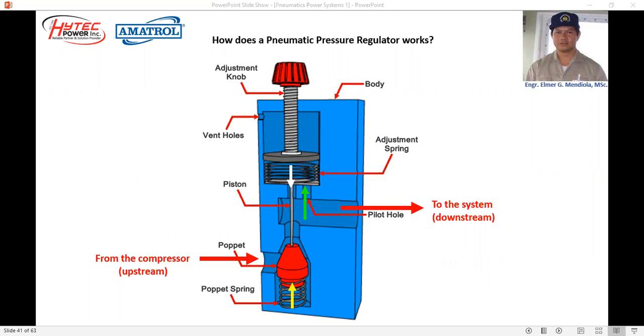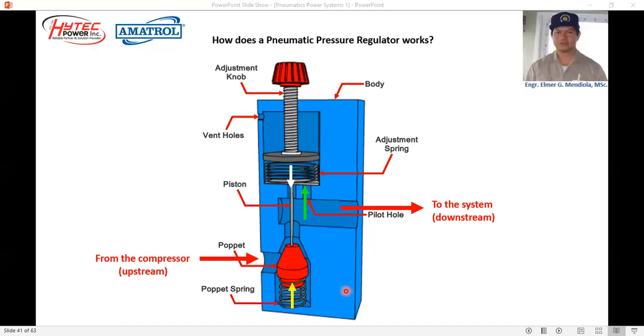How does a pneumatic pressure regulator work? But before we proceed to that, allow me first to enumerate the parts of the pressure regulator and briefly discuss them. First, we have the adjustment knob here. As the name implies, it is used to adjust the pressure downstream. By turning the adjustment knob clockwise, the pressure increases, and by turning it counterclockwise, it reduces the pressure.